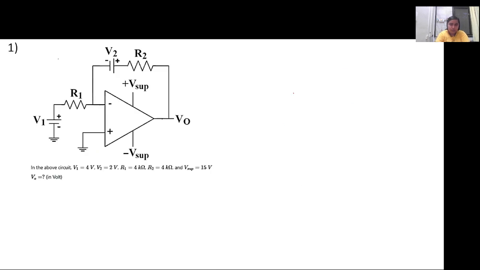Okay. So the first problem that we have here today is a certain voltage connected to the inverting terminal with R1, and there is a feedback loop where another voltage V2 along with resistance R2 is connected, and the non-inverting terminal is connected to the ground. All the circuits that we will solve, we will consider to be ideal op-amps.